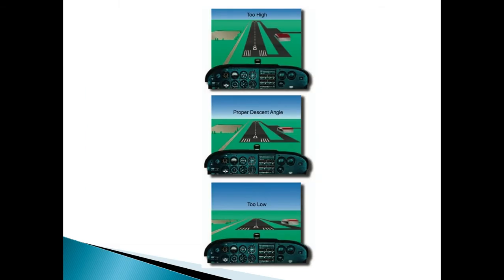And these three are comparisons. The top is when you're too high. As you can see, the runway is narrow and long. A proper descent angle is a good balance between the too high and too low. Not too narrow, not too long, just right. But when you're too low, look at that. The runway seems flat, seems very flat, and it seems very short.